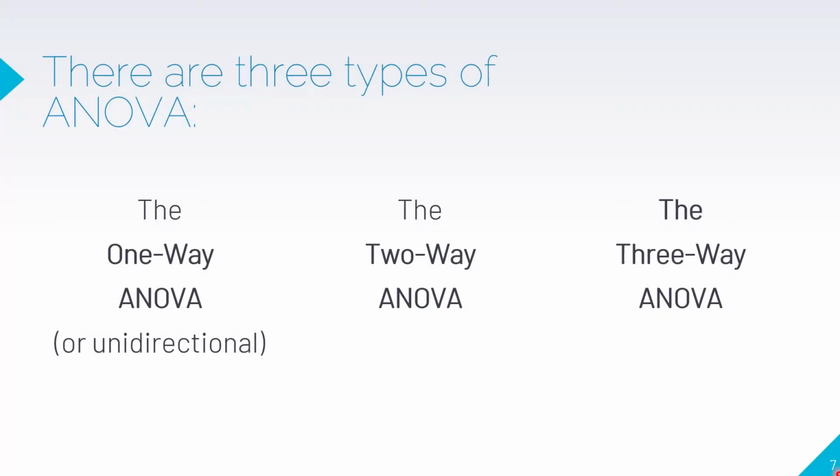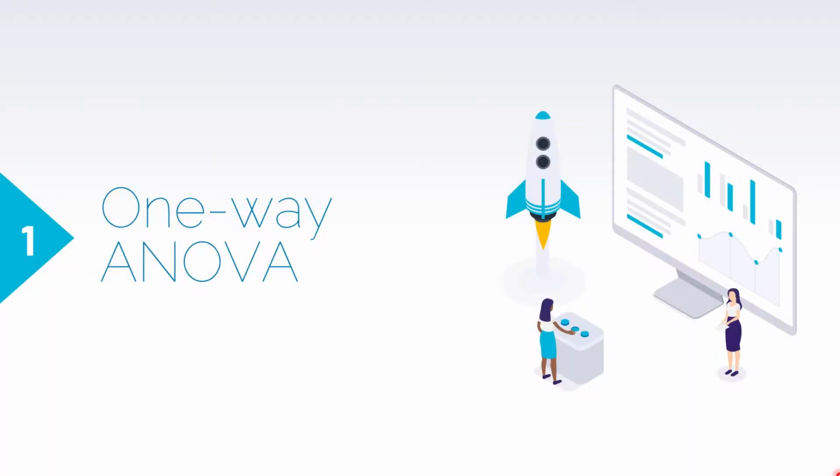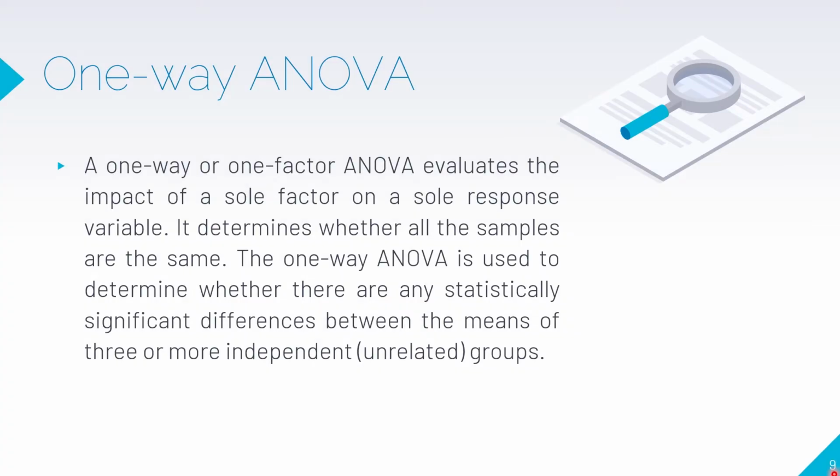There are three types of ANOVA: the one-way ANOVA, the two-way ANOVA, and the three-way ANOVA. Let's start first with our one-way ANOVA. One-way ANOVA, or one-factor ANOVA, evaluates the impact of a sole factor on a sole response variable. It determines whether all the samples are the same. The one-way ANOVA is used to determine whether there are any statistically significant differences between the means of three or more independent groups.